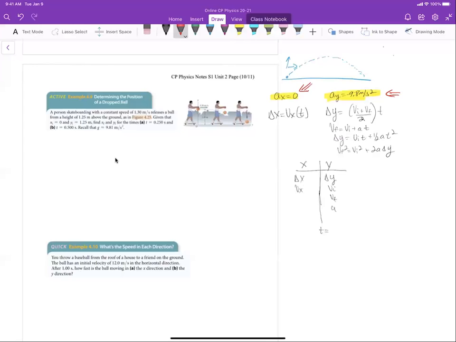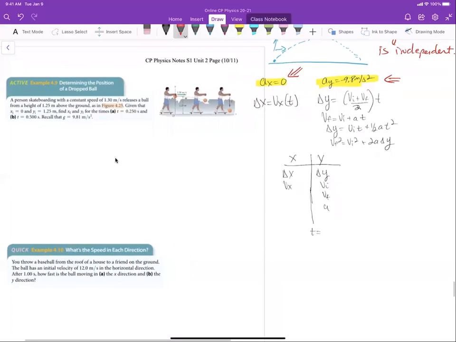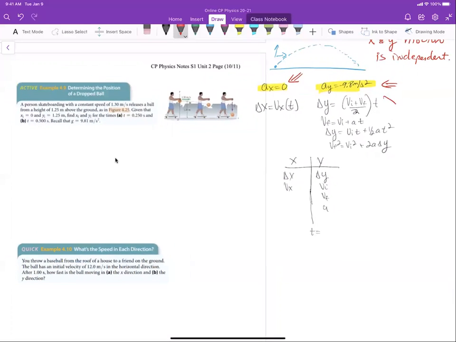We also know that x and y motion is independent of one another. Let's see if we can talk and spell at the same time. That's very difficult. Independent. There is nothing that happens in the y that affects what happens in the x. All of the equations that we have learned in the y direction still apply.